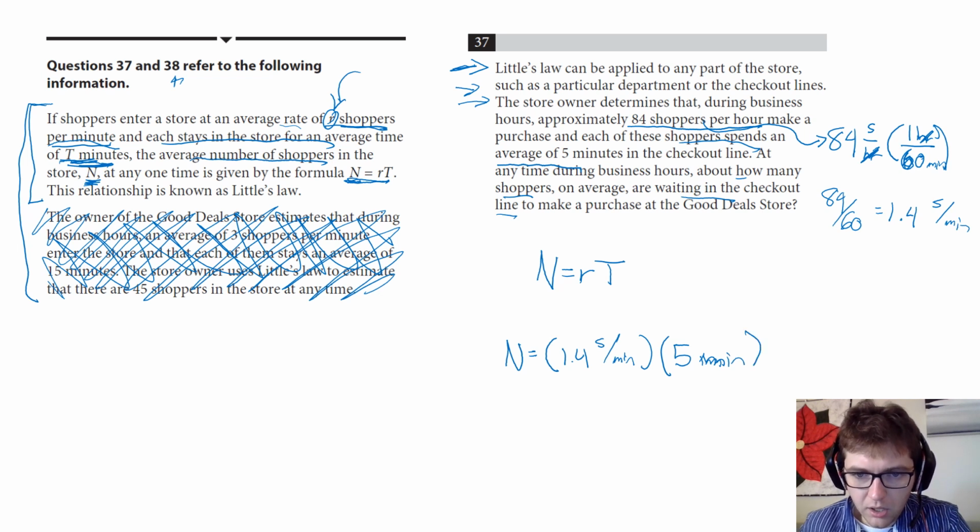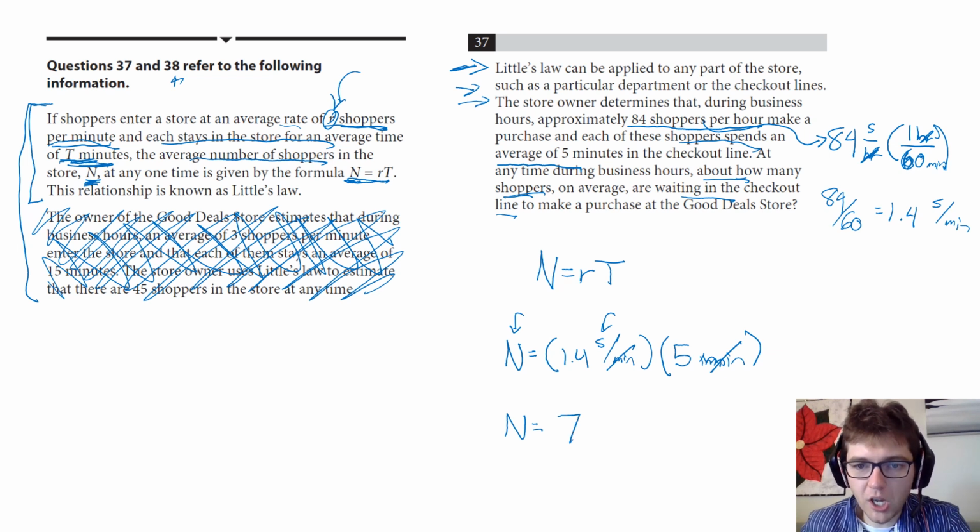Minutes is in the denominator here, numerator here. It will cancel. We'll be left with units of shoppers, or just number of shoppers, which is what we're looking for at the end. We're looking for a number of shoppers. So just plug this into your calculator now. 1.4 times 5. Do that and you come up with 7.